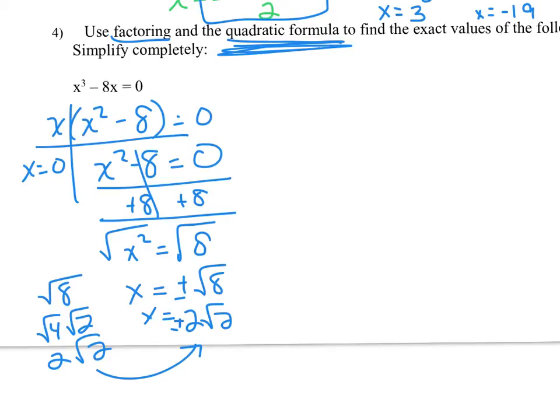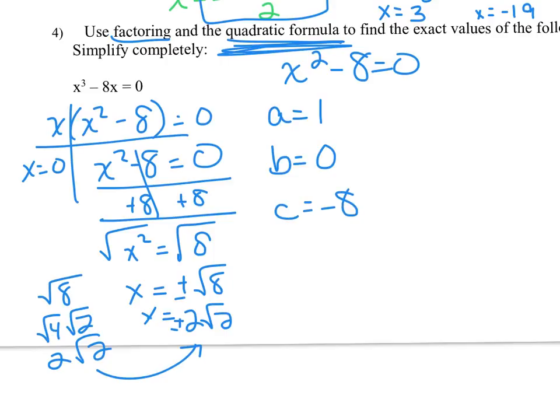People, I tell you. So we have to use the quadratic formula, but we only have to use it for x squared minus 8. So we simply let a equal 1, b is 0 because there is no x term, and the c is negative 8. Remember, the b is the one that always has the x on it. So there's not one with an x on it, so it doesn't exist. So it's 0. And we plug that into the quadratic formula.